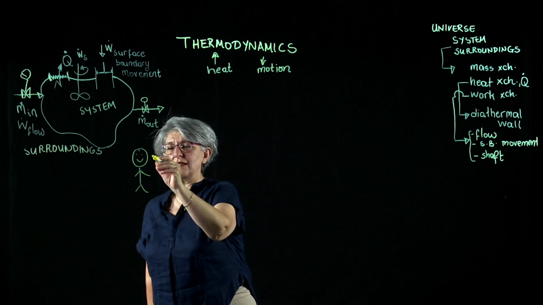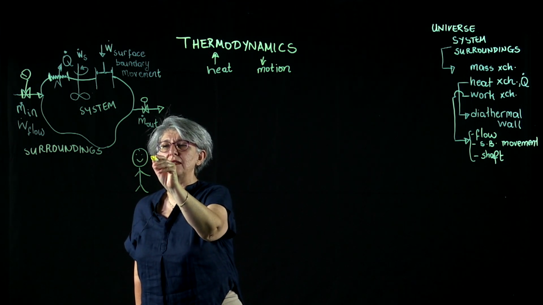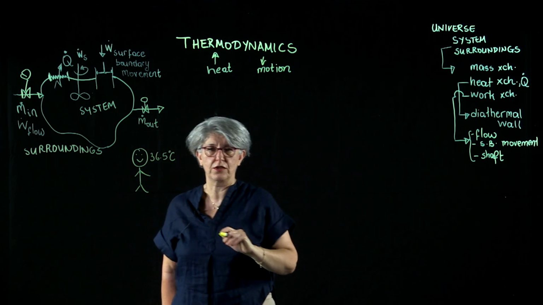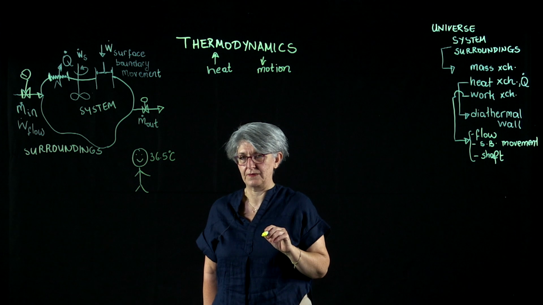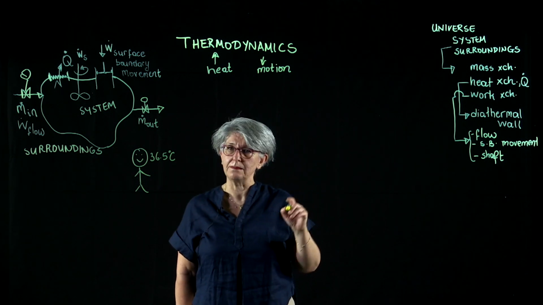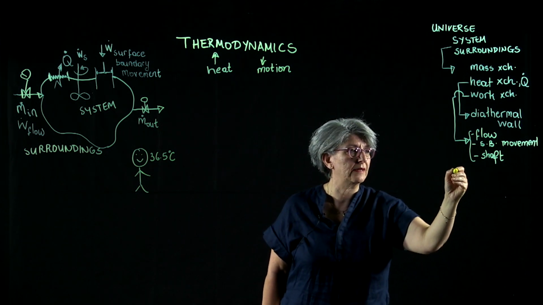that it has, under normal conditions, a body temperature of 36.5 degrees Celsius. Now I have used a new term to define a system. Let me put it on my vocabulary. Temperature.